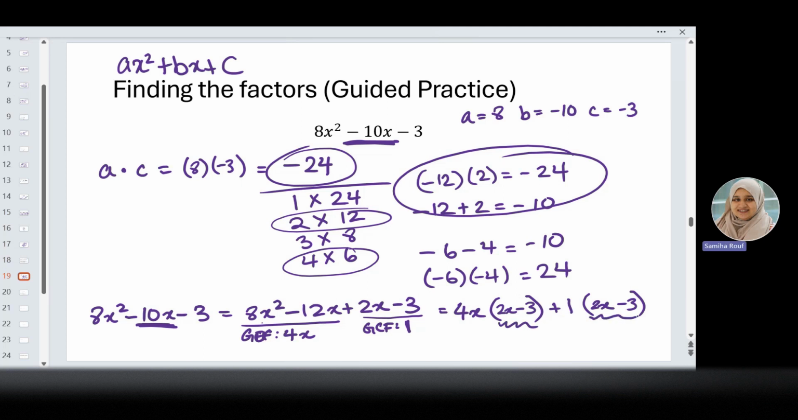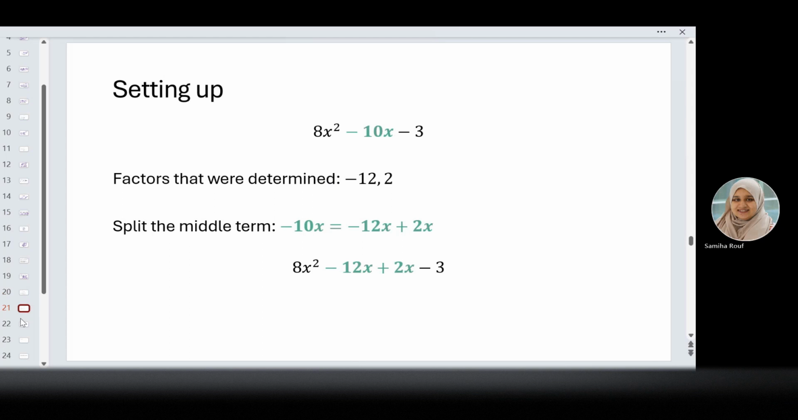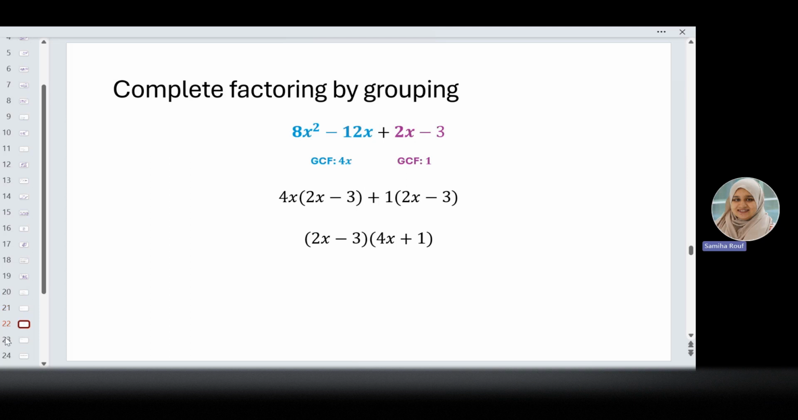Notice these are the same, so we combine them. And then what's left, we bring together. And now we have factored our trinomial to 2x minus 3 times 4x plus 1. So these steps are again illustrated here. And yes, so these slides just clean up what I've just written.